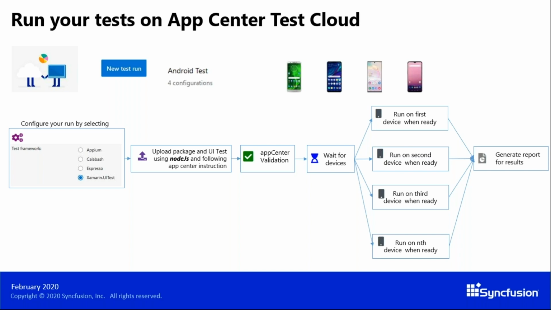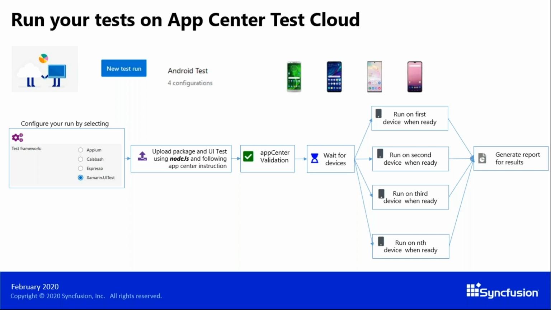Inside the App Center, you will select the test framework, Xamarin UI Test. You will upload your UI test package. App Center will do all the extraction, validate your test, invoke the devices for you, run the test on each device, and after that generate a report for you. Something very nice about App Center is that it uses actual devices to run your tests.